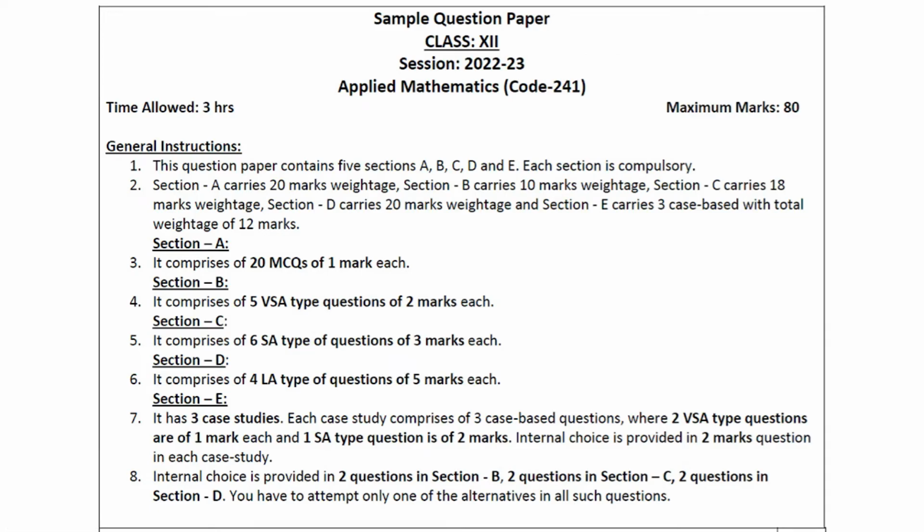Now first we will see the general instructions which are given in this sample paper. The time allowed is 3 hours and the maximum marks is 80. We have 5 sections A, B, C, D and E, and the weightage for each section is given here. Section A carries 20 marks, B carries 10 marks, C carries 18 marks, D carries 20 marks and E carries 12 marks weightage. We have section A which comprises 20 MCQs of 1 mark each.